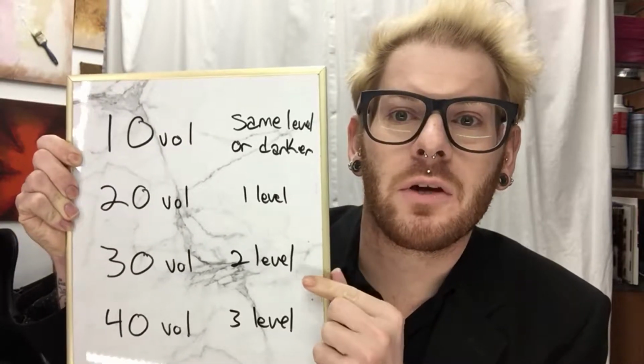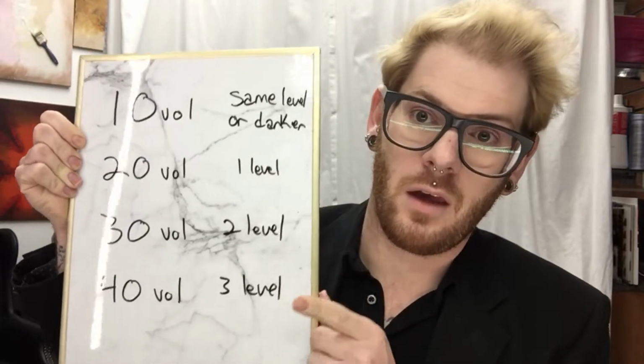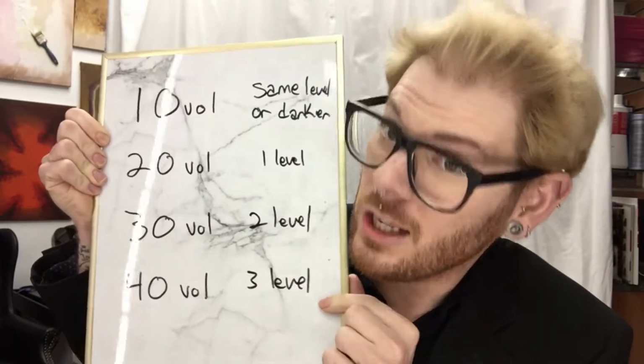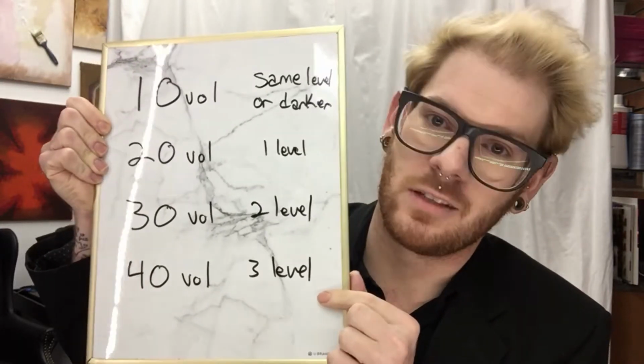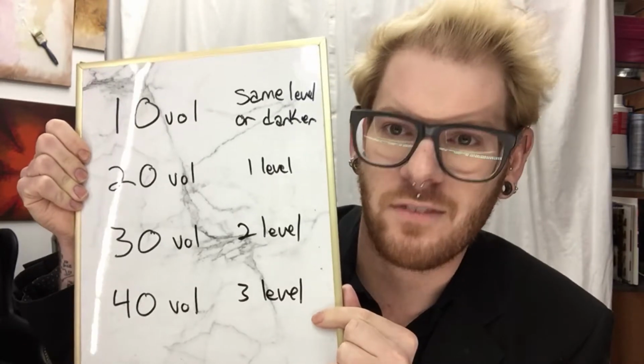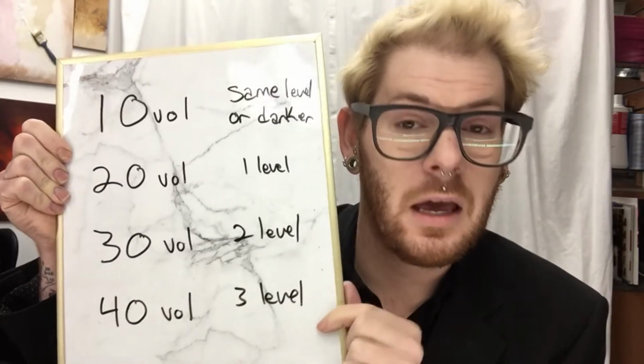Moving to 30 volume, we're going to get up to 2 levels of lift. Again, depending on the hair texture, that might vary. When you are working with 40 volume and you're working with hair color, you will get up to 3 levels of lift. Again, depending on the texture and the density and all that kind of stuff. So this is the general rule with hair color and developer. And now we're going to move into lightener, which is a whole different ballpark.